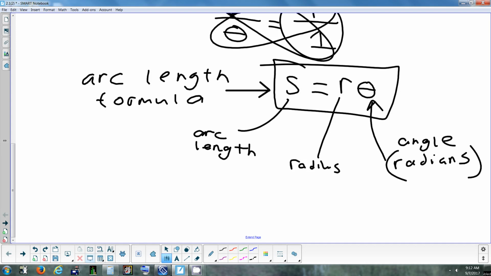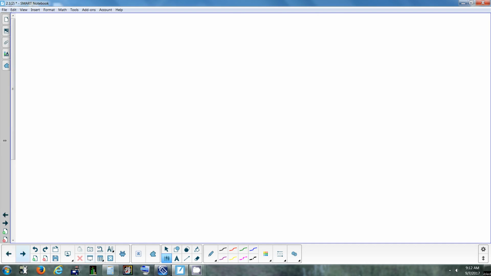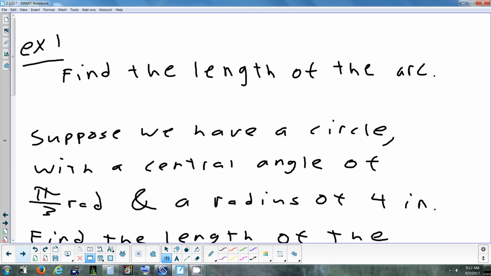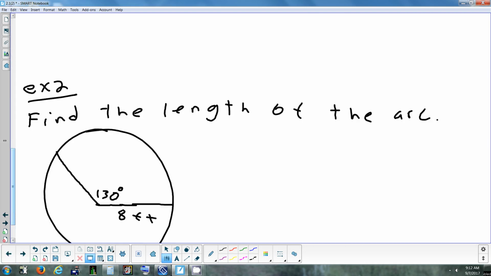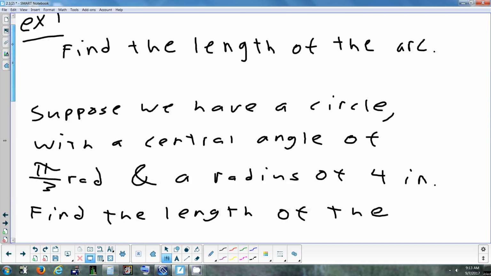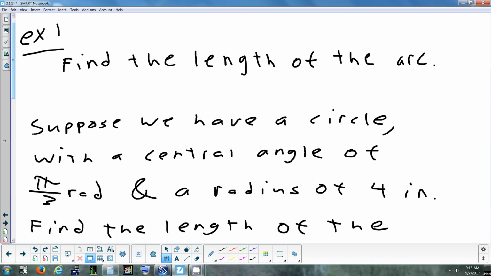Some problems they can write out like a whole bunch of stuff to describe the problem, like this one. Or they can also just give you a picture, like we're going to do in the next problem. You can do it either way. So example 1 says, find the length of the arc. Okay, so we've got a circle. Inside the circle, we've drawn an angle of pi over 3 radians. And the radius of this circle is 4 inches. Find the length of the arc.